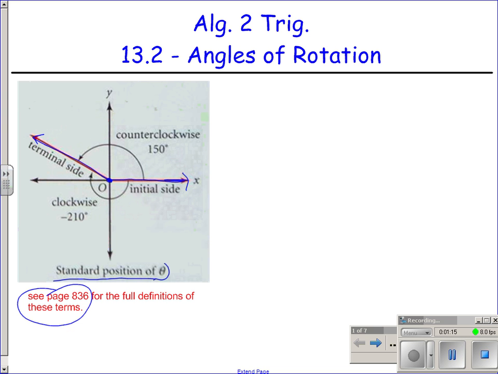Basically, the positive x-axis, that is our 0-degree mark. If we rotate counterclockwise, those are positive angle measurements. If we rotate clockwise, again from the positive x-axis, those are your negative angle measurements. You go all the way around the circle, that's 360 degrees. All right?